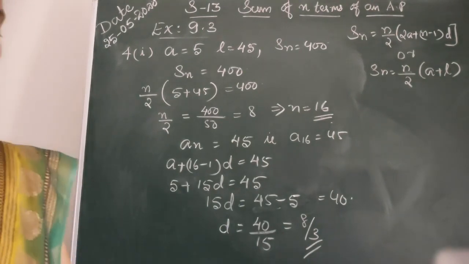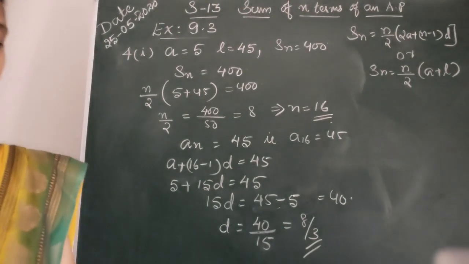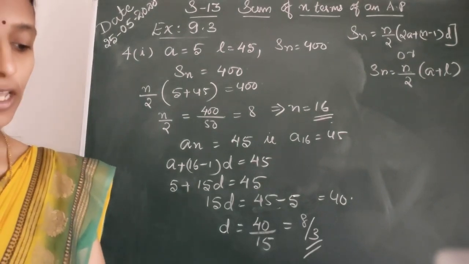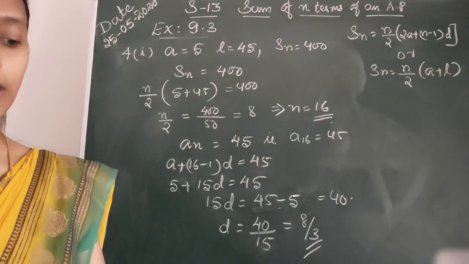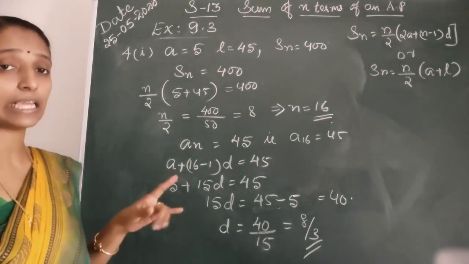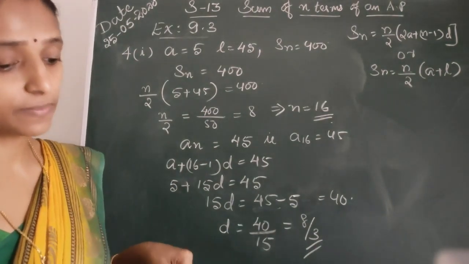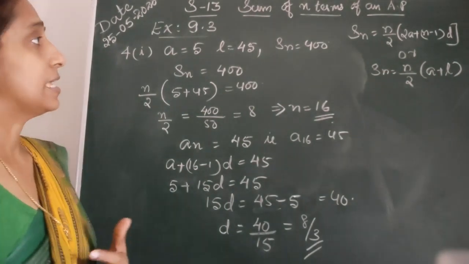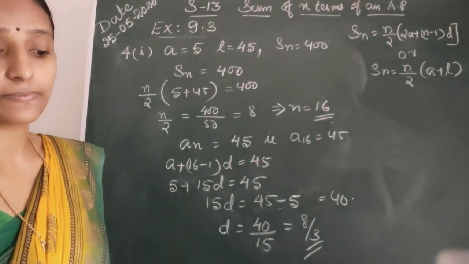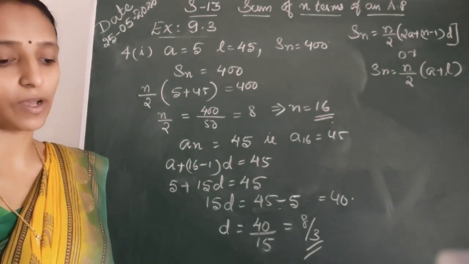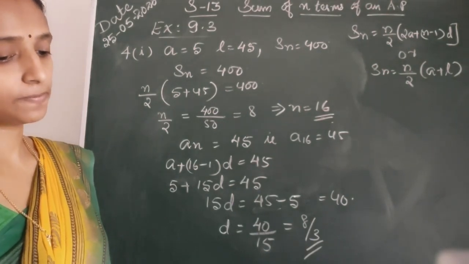Okay children, question number 4, second part. The sum of first 15 terms of an AP is 750. First term is 15. Find the 20th term. Sum of first 15 terms: n is given as 15, S15 is given as 750, a is given as 15. You can calculate it. So do it as homework.